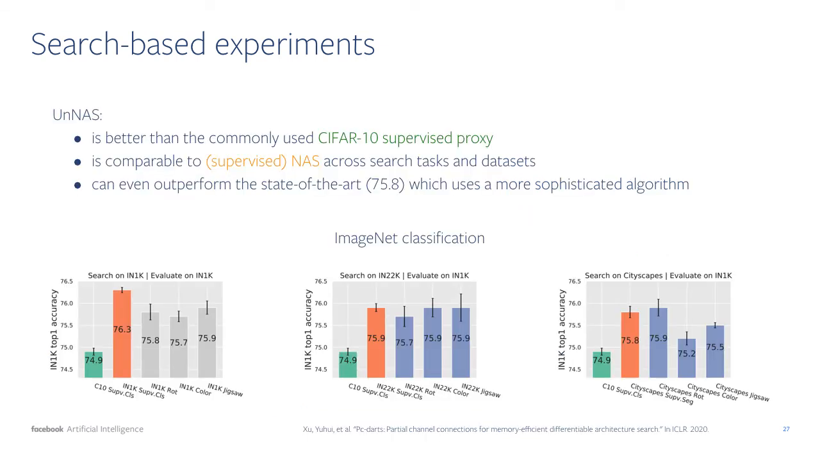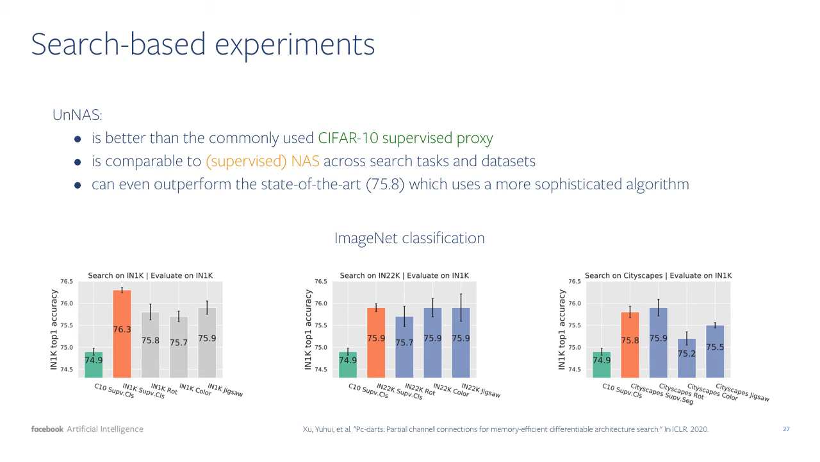These are the experimental results. The three figures represent the three different datasets that the search phase used: ImageNet 1K, ImageNet 22K, and Cityscapes. The green bar on the three figures are the same. That is the performance of an architecture found using CIFAR 10 classification as the proxy. The orange bar represents the performance of an architecture found using the supervised setting on the respective dataset. The rest represent our UNNAS setting.